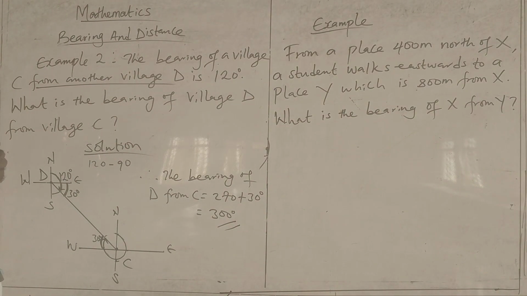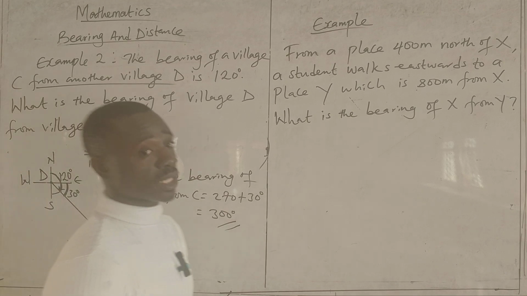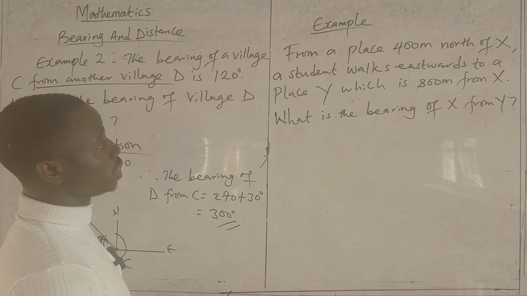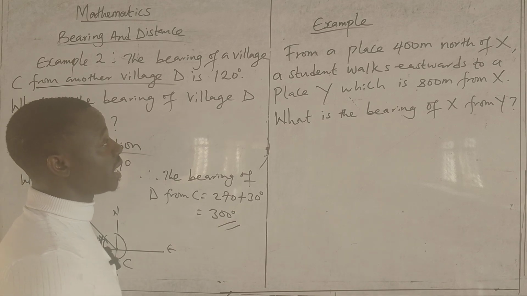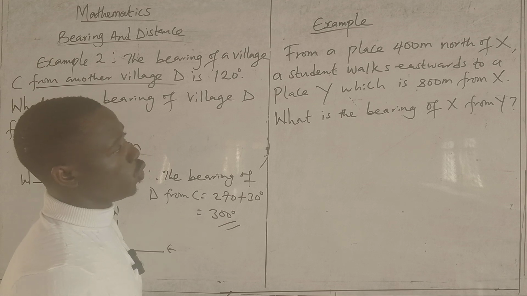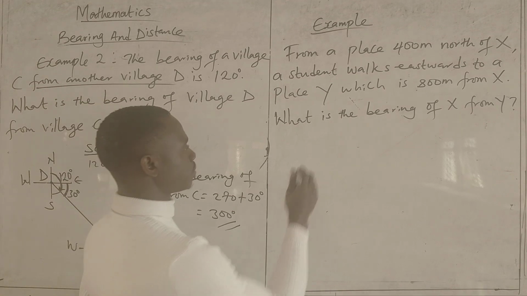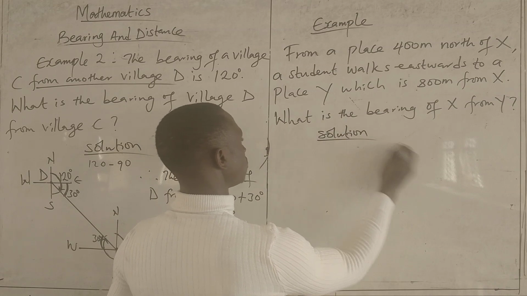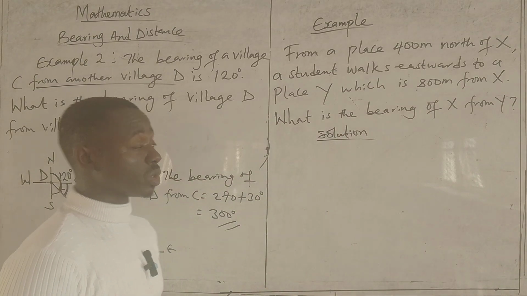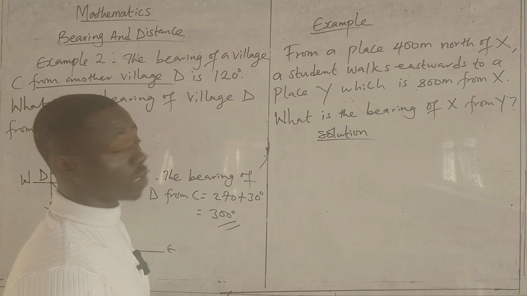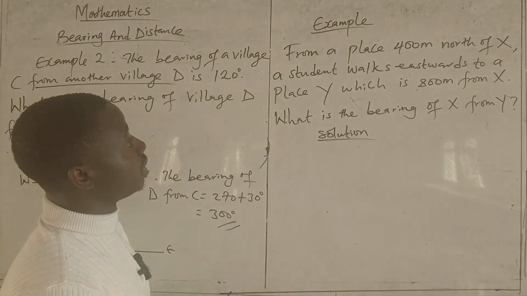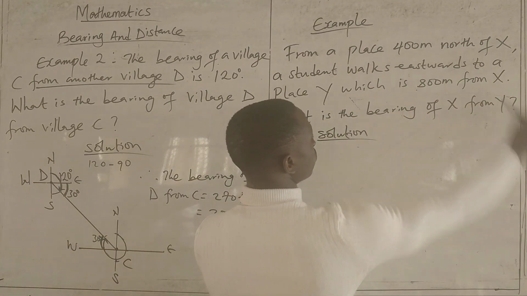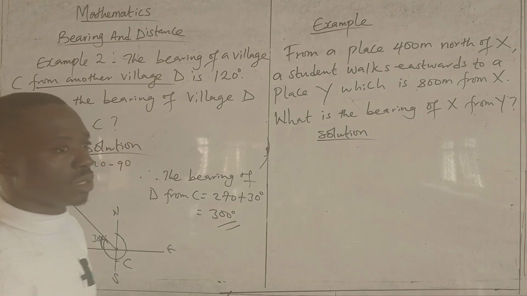From a place 400 meters north of X, that's the example there. A student walks eastward to a place Y, which is 800 meters from X. What is the bearing of X from Y? So you have to be calm in interpreting your problems. Once the interpretation is wrong, everything you are solving is going to be wrong also. From a place, meaning we are starting from that place, which is 400 meters north of X.